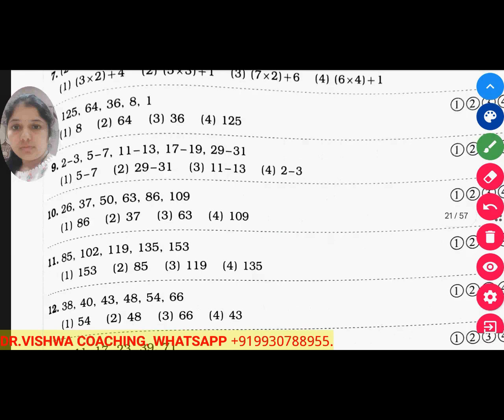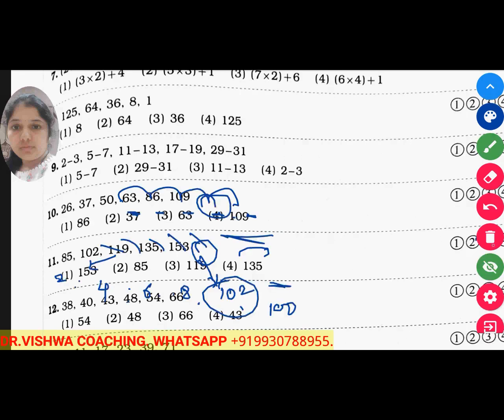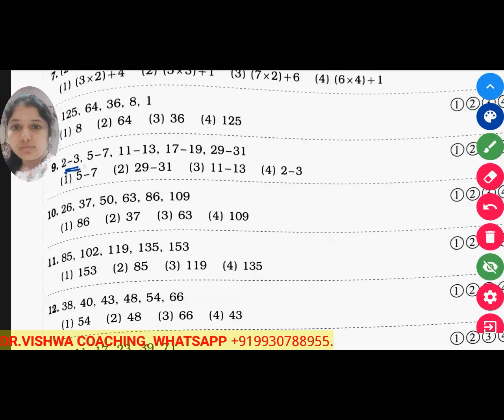I think here 2931 is the wrong term, because see 2, 3, then the next prime number is 5, then 7, then 11, then 13, then 17, then 19. But after 19 there should be 23 and 29, not 29 and 31. So this is the option. Okay. Now you have to think before you solve the problem.